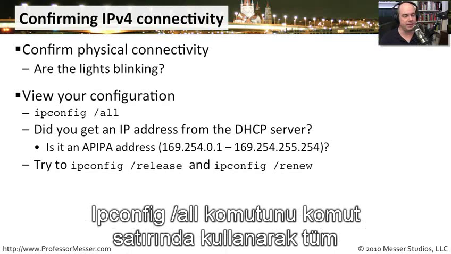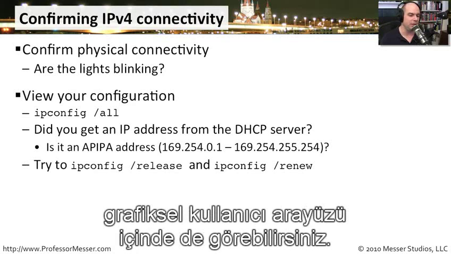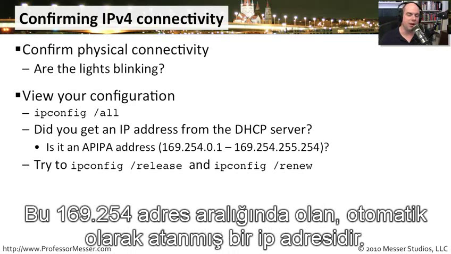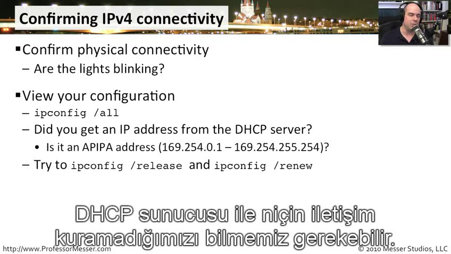So at that point, we can look at our configurations and confirm what we're seeing. You use the ipconfig /all command at the command line to look at all of your IP configs. You can also view them inside of the GUI as well. Did we get an IP address from our DHCP server? Is it an automatically assigned IP address, the 169.254 address range? That may tell us that we did not get a response from a DHCP server, that we may need to understand why we can't communicate to the DHCP server.